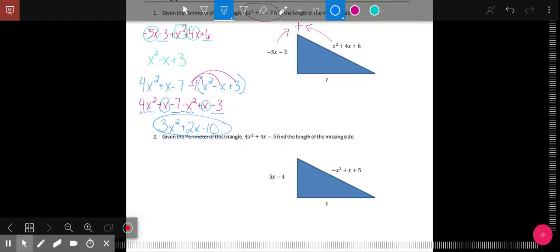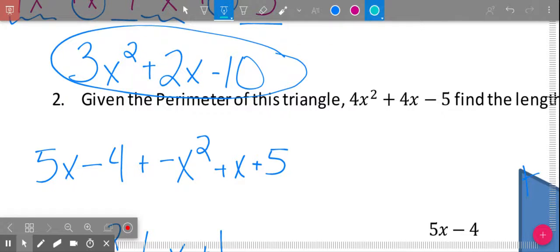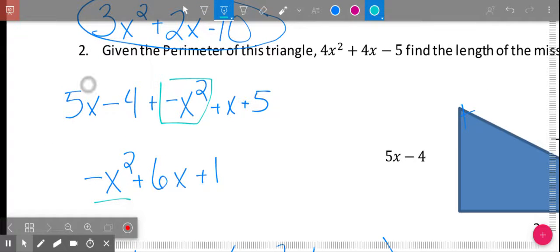Alrighty, so looking at number 2, I want you to go ahead and try number 2 on your own. Start by adding up both sides, and then you can check your work with mine when you're finished. All right, try this on your own. Okay, so we're going to start by adding the two sides. So I had 5x minus 4 plus negative x squared plus x plus 5. We're going to start by combining our like terms. I had 1 negative x squared, so it goes up front. 5x plus an x gives me 6x. And negative 4 plus 5 gives me plus 1. So that's the two sides combined.